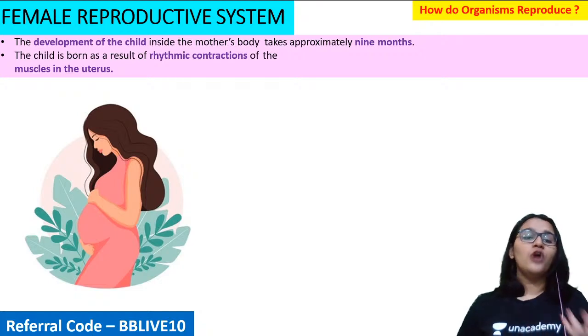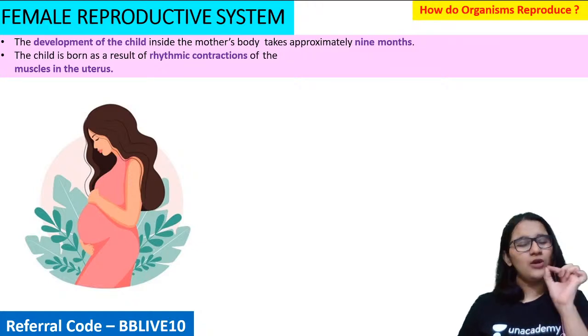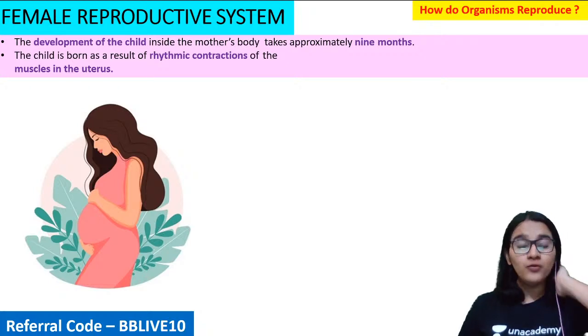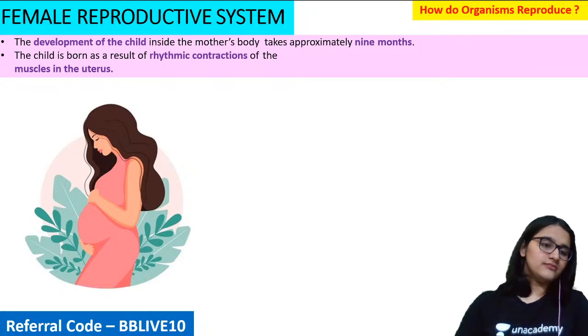If a normal delivery is not possible, a normal delivery happens through the vagina, the baby is born through the vagina, and if that is not possible, then cesarean sections are done. In the sense, a small C-cut is made on the mother's womb and the baby is removed surgically.